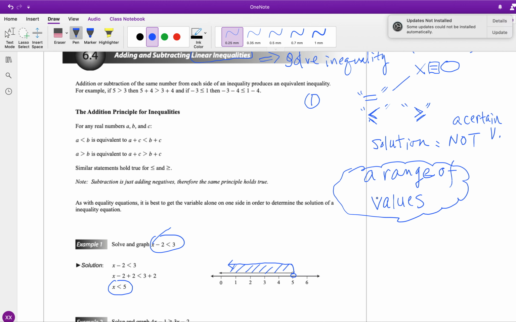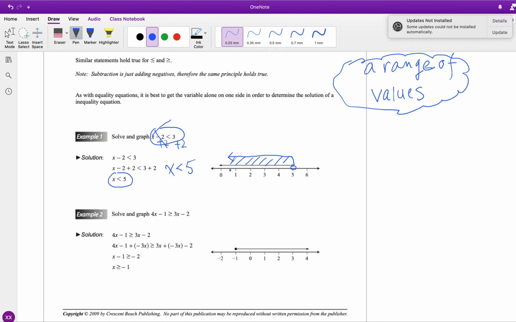And after that is exactly the same strategy. For example, you want to move this to the other side of the inequality by plus 2. Now by plus 2, and so therefore, this is gone. So then over there, x now is smaller than 5. And then you're done.